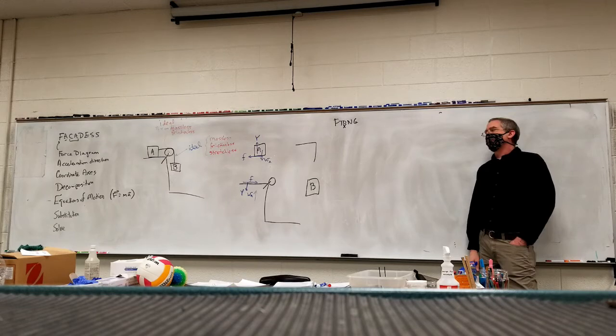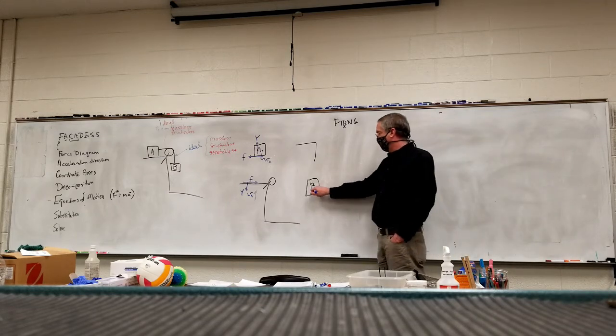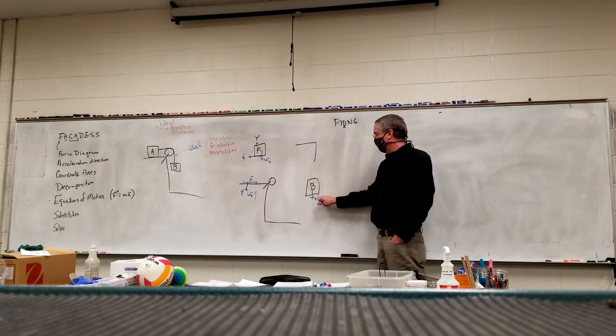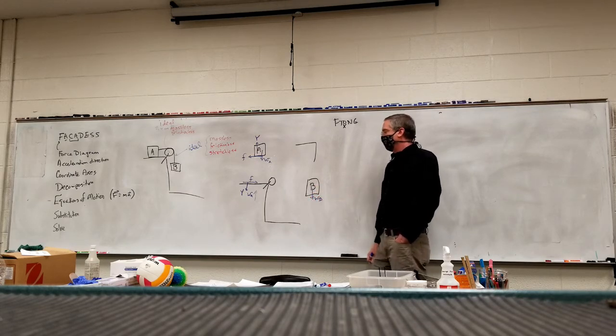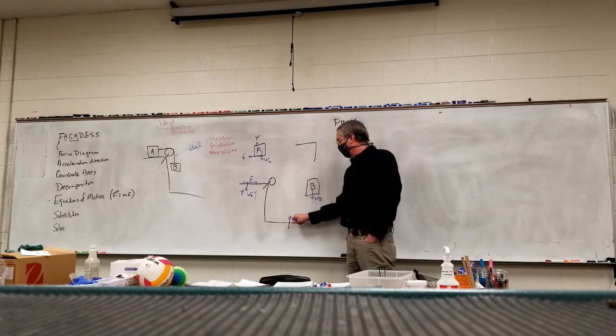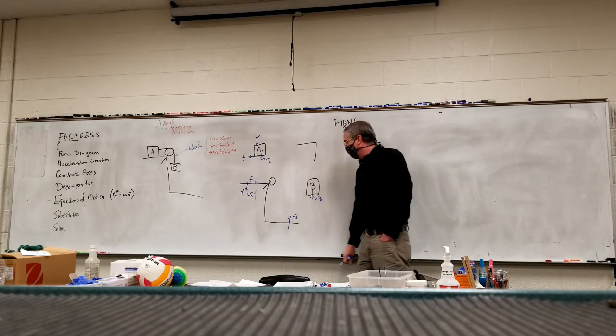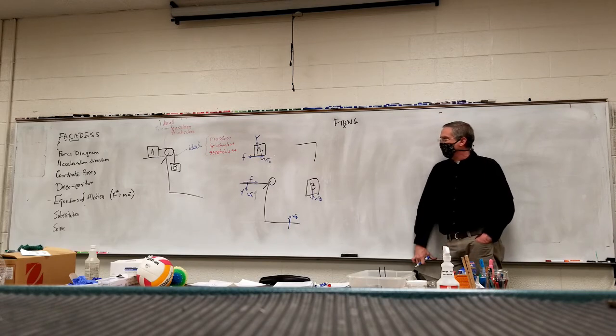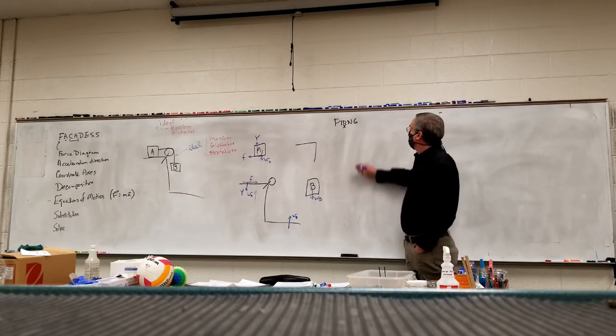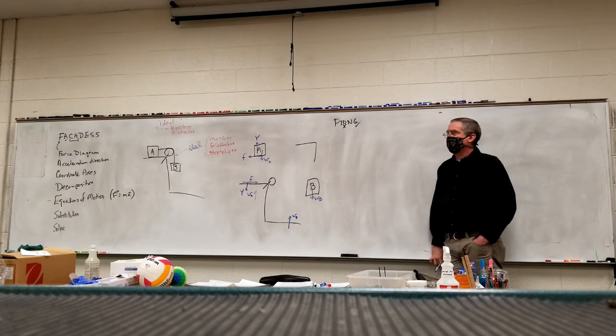There's going to be the force of the weight of box B pulling towards the ground. And there will be a corresponding force pushing up towards box B. Okay. The rope doesn't have any mass, so there's no weight there. So we're done with that.